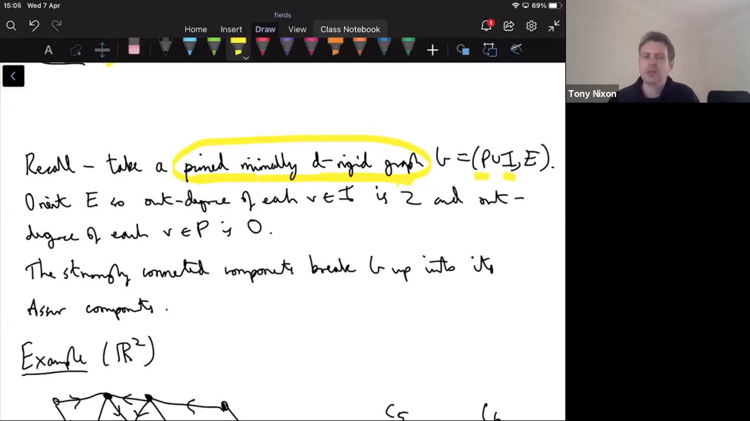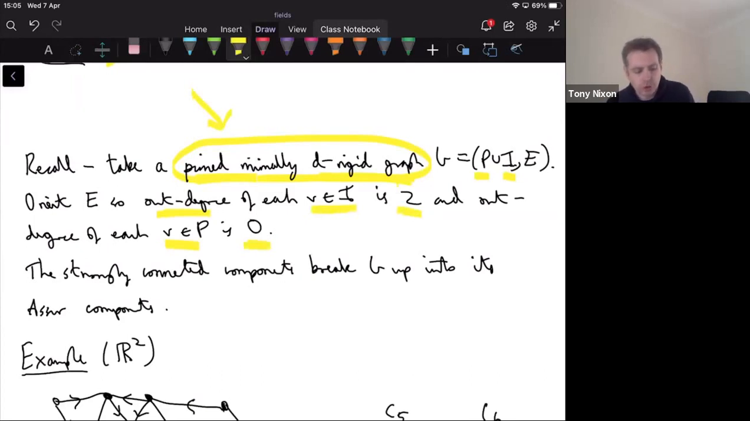And what we did was we assigned particular kinds of orientations to the edges. So we would give a d-directed orientation, which means we orient the edges so that for every inner vertex, the out degree is equal to d, and for every pinned vertex, the out degree is equal to 0. Okay? Given one of these graphs, you can always assign such an orientation. And properties of the orientation will help us understand the rigid subgraphs of G.